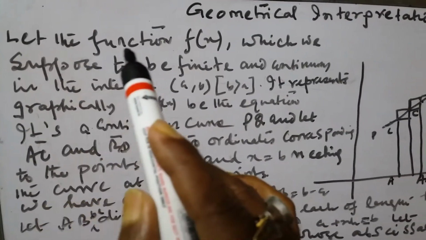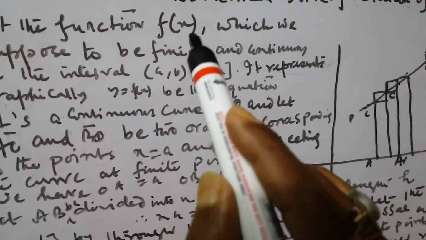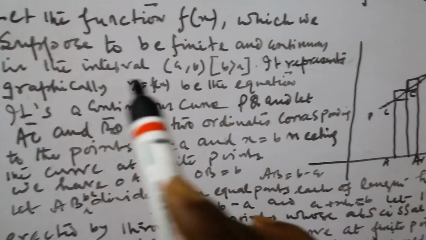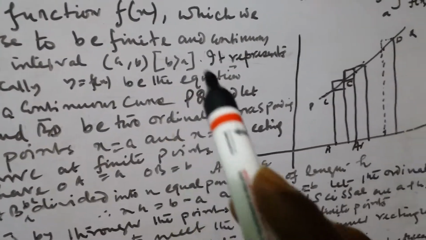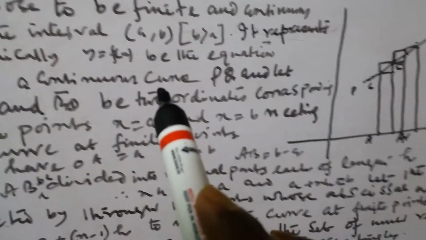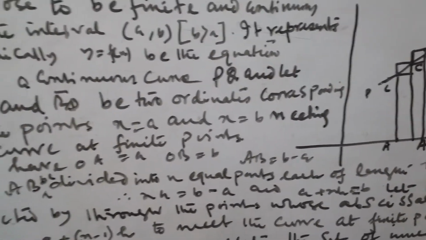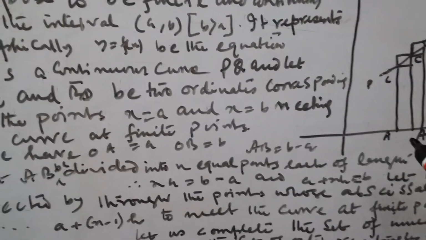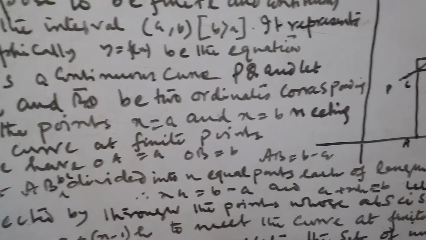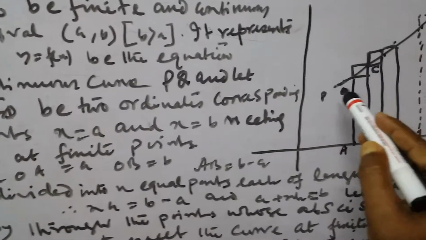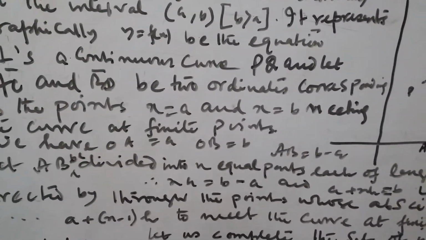Let the function f(x) be finite and continuous in the open interval (a, b). It represents graphically y equal to f(x) as the equation. It is a continuous curve PQ, which I defined earlier.